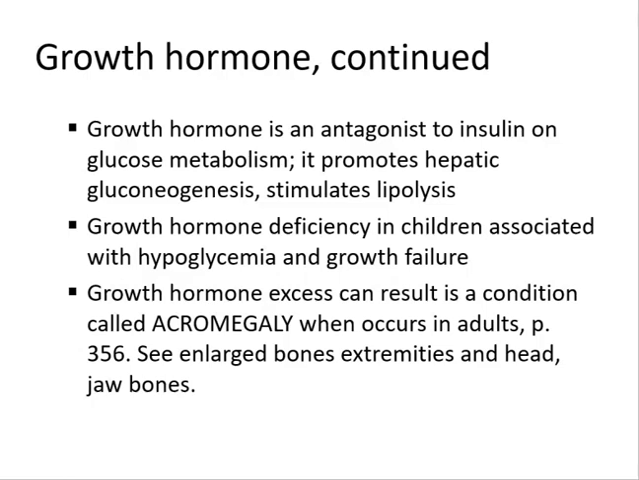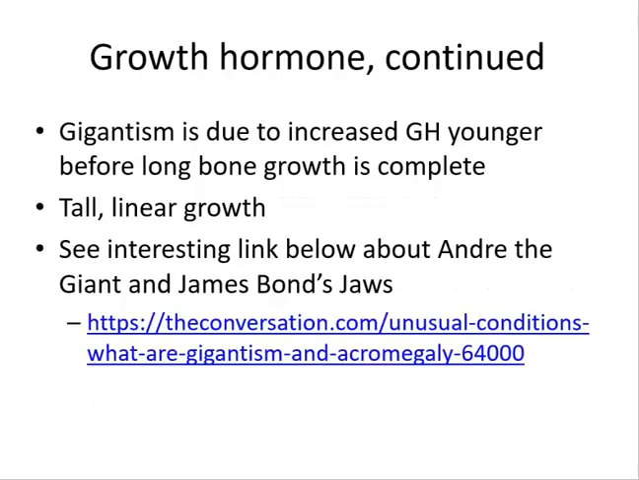Growth hormone deficiency in children is associated with hypoglycemia and growth failure. Growth hormone in excess can cause a condition called acromegaly, which occurs in adults, and you can see enlarged bone extremities, especially in the head and jaw bones. Gigantism is due to increased growth hormone in younger patients before long bone growth is complete. They'll be taller and linear in growth.